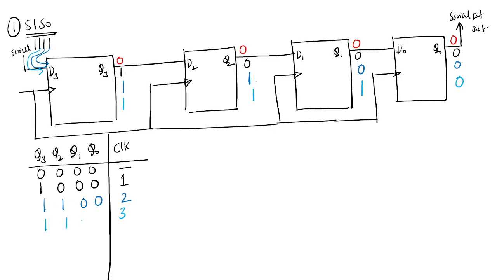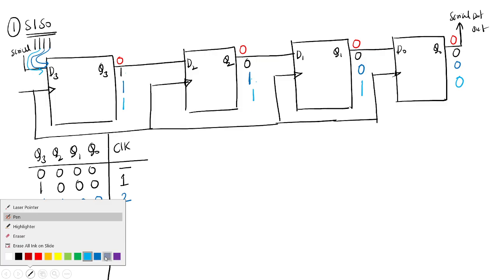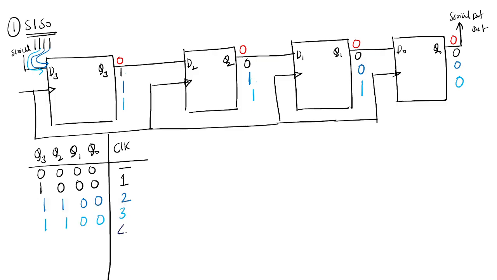So 1, 1, 0, 0. Zero zero. Okay, and next at the fourth clock pulse, what happens? At the fourth clock pulse, D3 will be one. Q3 will be 1, Q2 will be 1, and Q1 also. All are 1. Okay, loading of data has happened.